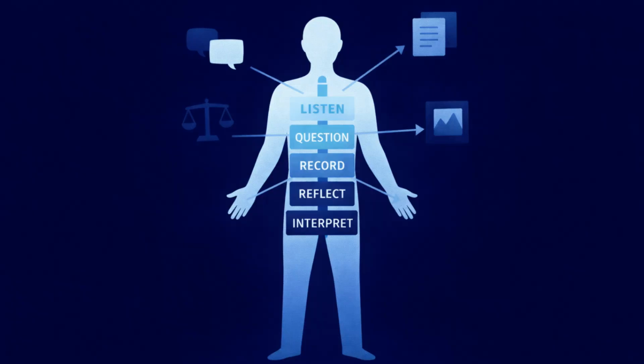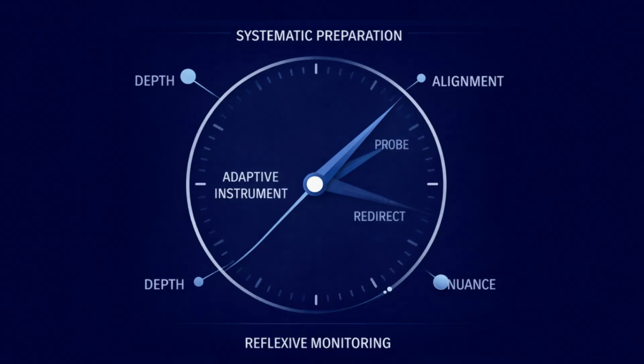The researcher as instrument highlights disciplined engagement with data. It underscores careful questioning, thoughtful recording, emotional awareness, analytic restraint, and transparency in interpretation. Because the instrument is human, it is adaptive. It can probe when depth is needed, redirect when alignment drifts, and notice nuance that standardized tools cannot capture. That adaptability, when guided by systematic preparation and reflexive monitoring, contributes to the depth and rigor of qualitative research.